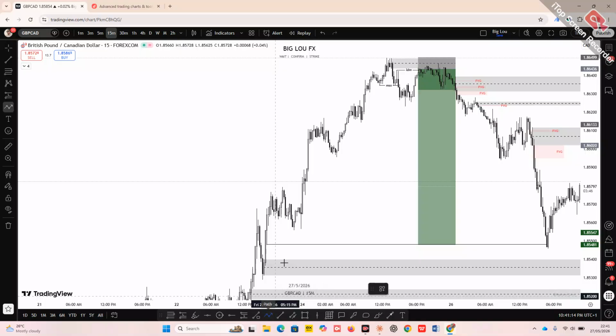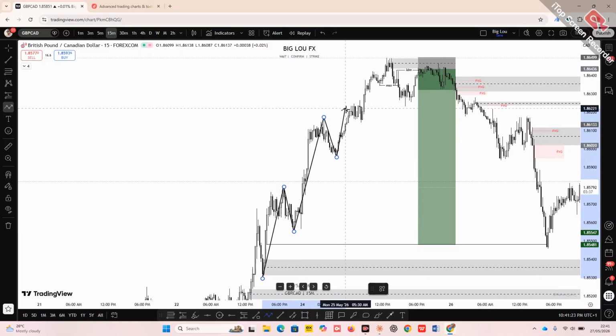Mark your structure, you see it. Let me start from here. This low, put in this high. This high, put in this low. This low, put in this high. Put in this low. Do we have any high here? We had a small high here. I put in a small low.